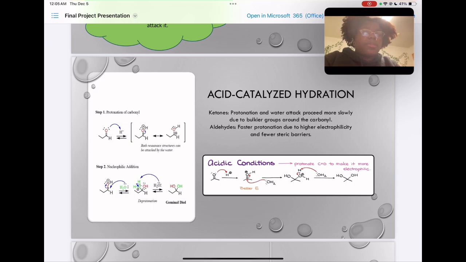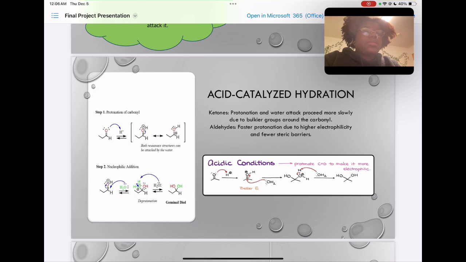Then your last step will be deprotonation. So you're going to get another water, and it's going to remove one of the hydrogens from your group, and then the electrons in that bond will move to your oxygen, which will result in 2 alcohol groups. So that's going to be your geminal diol.